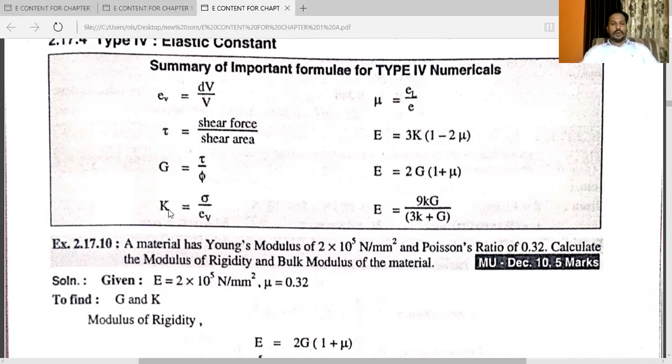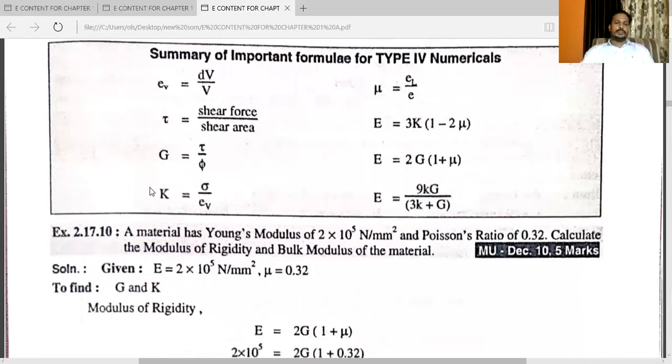The formula for bulk modulus is K equal to sigma upon Ev, and the relationship between E, K and G is E is equal to 9KG upon in bracket 3K plus G. So please note down all the formulas, make a list of all the formulas, so while solving the problem you feel very easy.